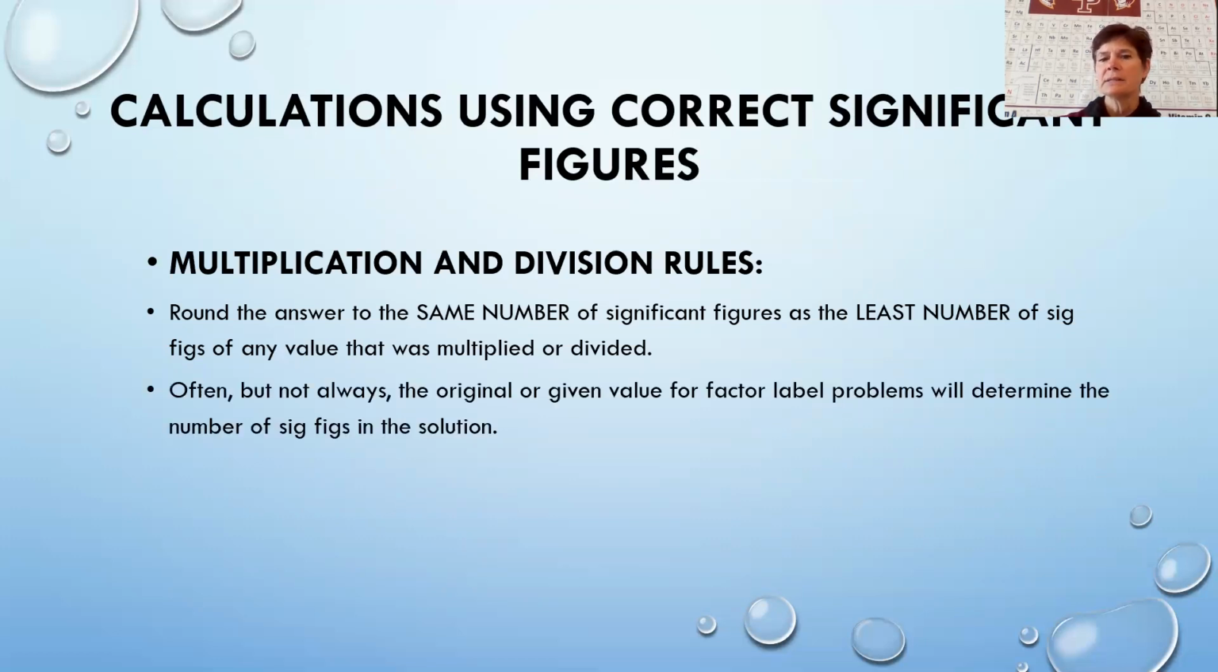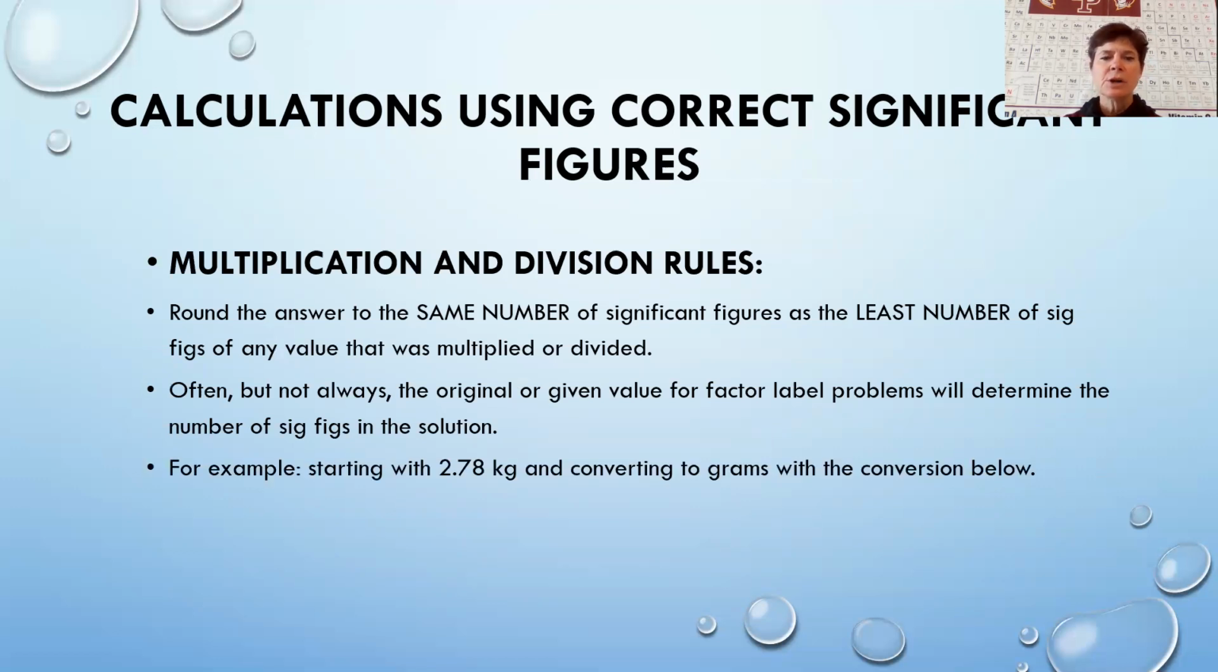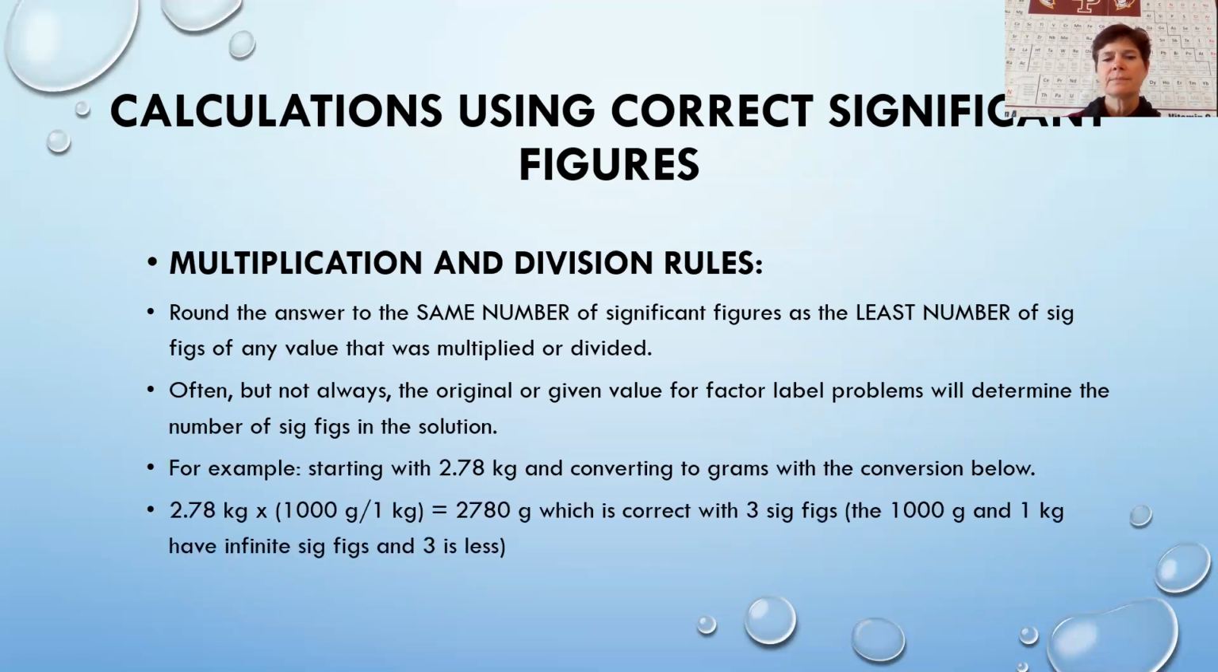Often, but not always, the original or given value for factor label method will determine the number of sig figs in the solution. For example, starting with 2.78 kilograms and converting to grams using the conversion below, 2.78 kilograms times 1,000 grams over 1 kilogram equals 2,780 grams, which is correct with the 3 sig figs shown because 1,000 grams and 1 kilogram are exact values and have infinite sig figs. So the 3 sig figs from the given value of 2.78 kilograms is the least number of sig figs.